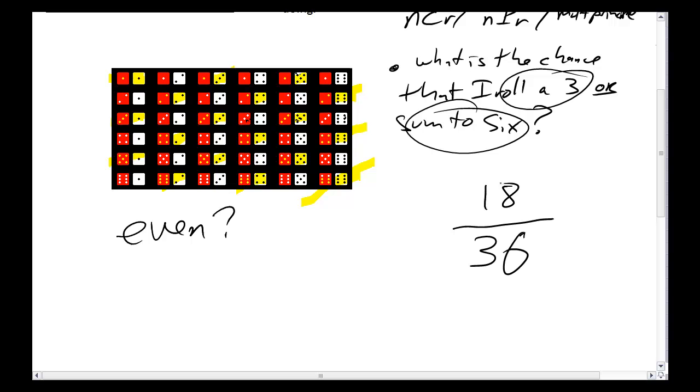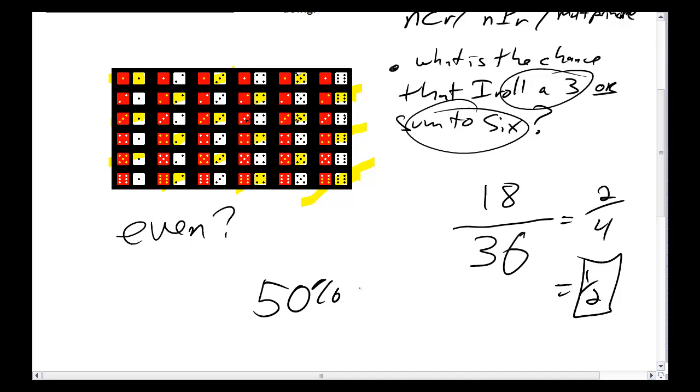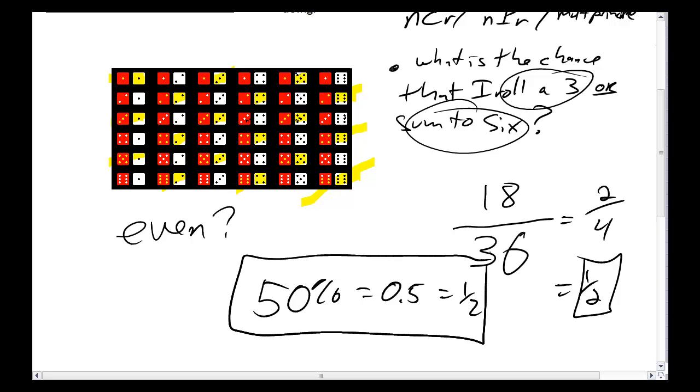Again, you could reduce that if you liked. 9 goes into 18 2 times. 9 goes into 36 4 times. You reduce this further. That's called 1/2. You might even call this 50% or 0.5. Any of these are perfectly fine things to do in terms of talking about that. You also talk about complement. What's the complement of even? Well, that's all the odds.